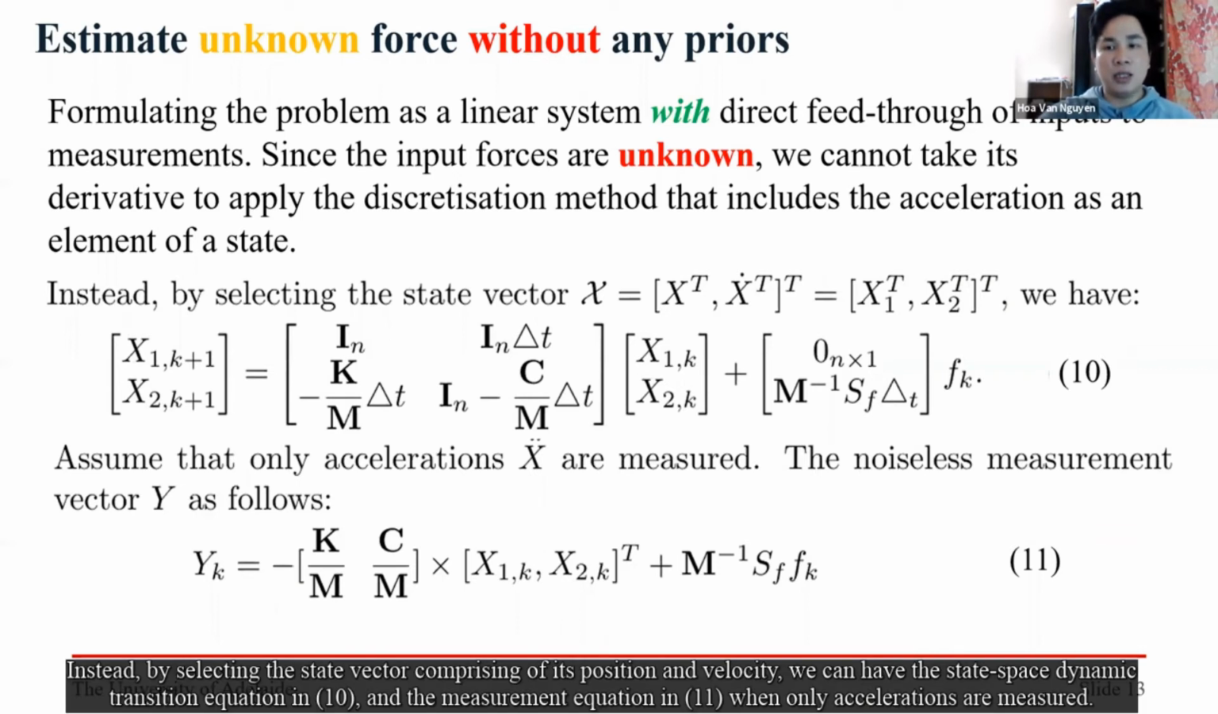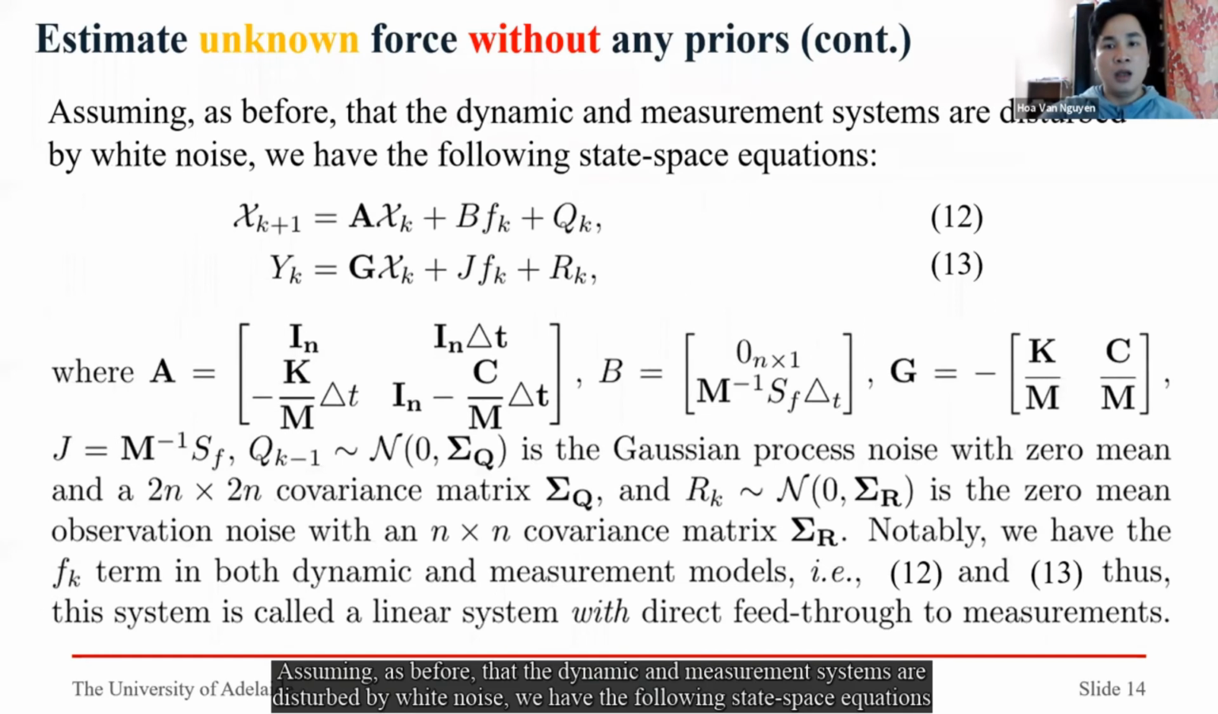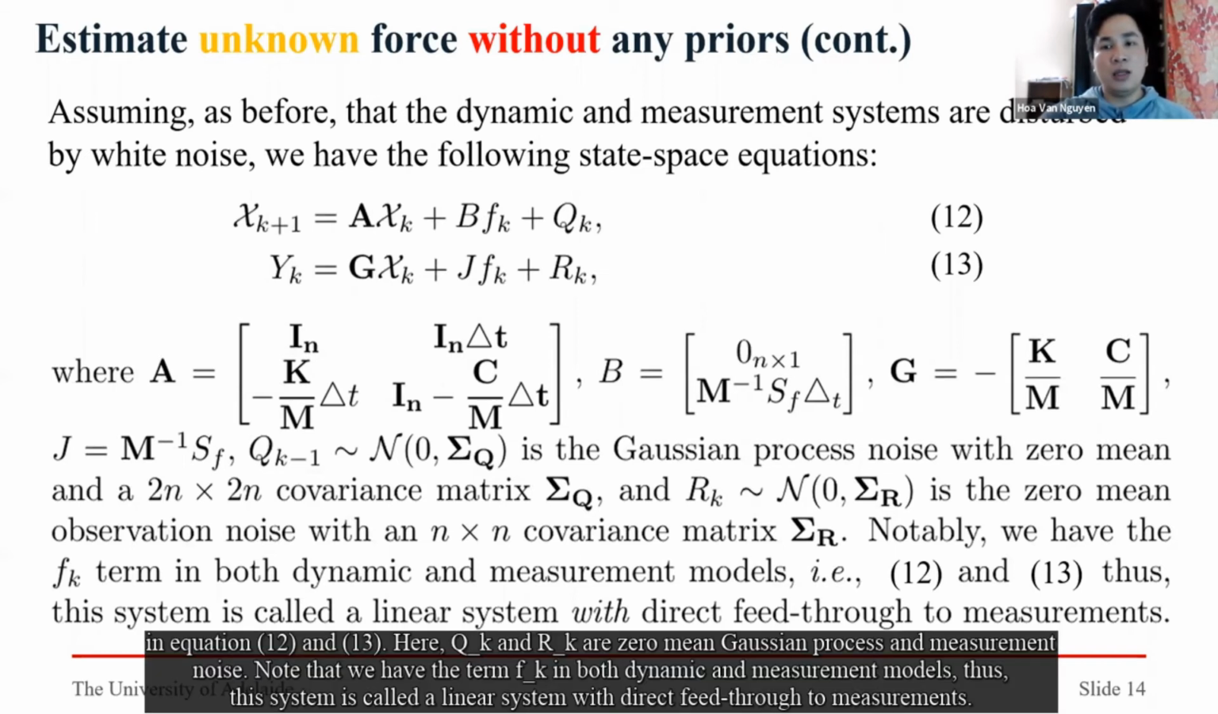Instead, by selecting the state vector comprising of its position and velocity, we can have the state dynamic transition equation in 10 and the measurement equation in 11 when only acceleration is measured. Assuming, as before, that the dynamic and measurement systems are disturbed by white noise, we can have the following state space equations in 12 and 13. Here, Qk and Rk are zero mean Gaussian process and measurement noise. Note that we have the term Fk in both dynamic and measurement models. Third, this system is called a linear system with direct feedthrough to measurements.